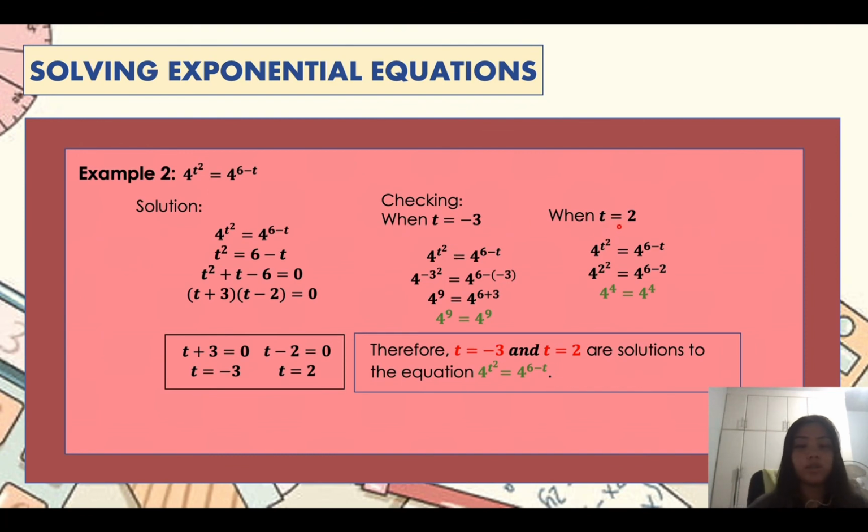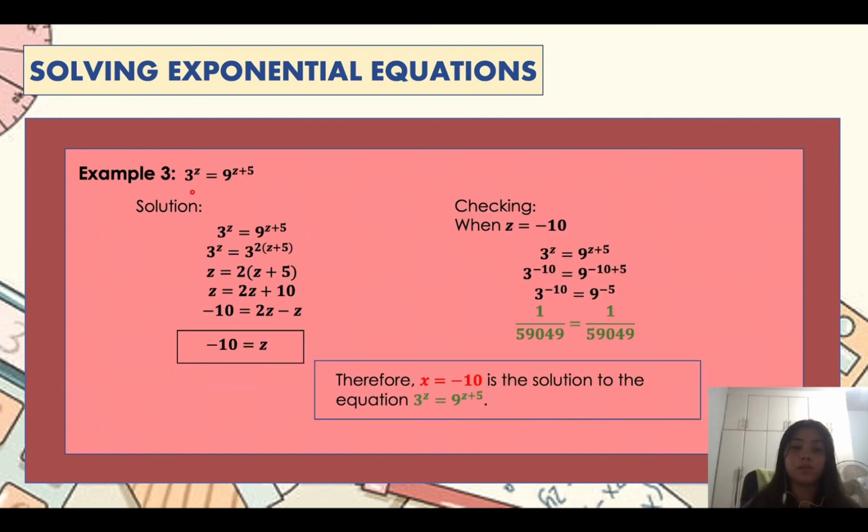When t is equal to 2, we get 4 raised to the power of 2 raised to the power of 2 is equal to 4 raised to the power of 6 minus 2. Upon simplifying this, we clearly get a result of 4 raised to the power of 4 equals 4 raised to the power of 4. Therefore, t equals negative 3 and t equals 2 are solutions to the equation 4 raised to the power of t raised to the power of 2 is equal to 4 raised to the power of 6 minus t. Here we have example number 3.